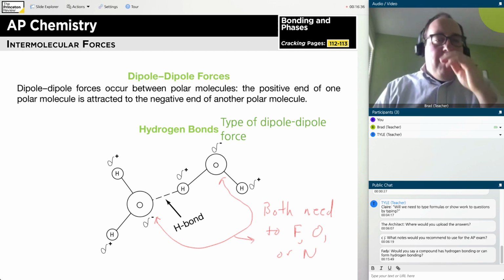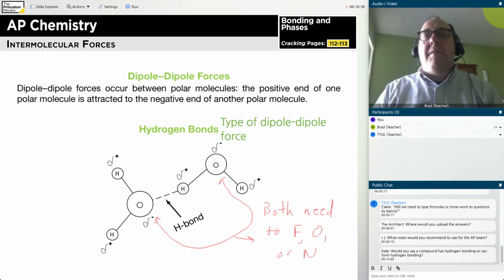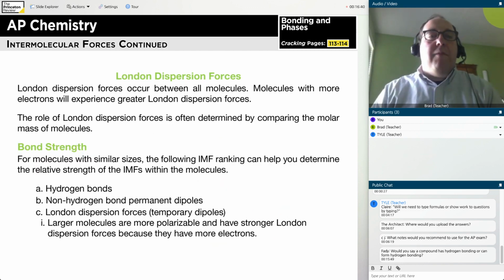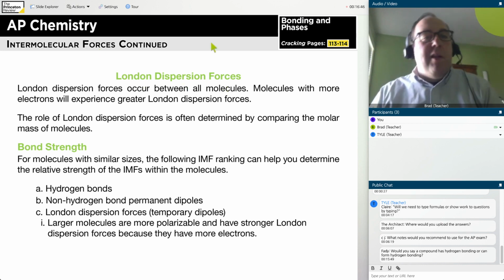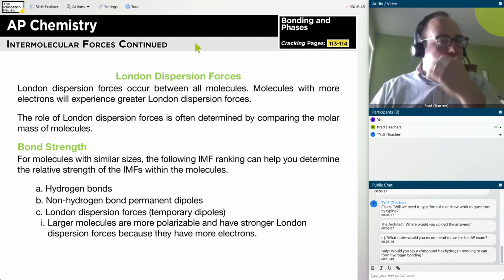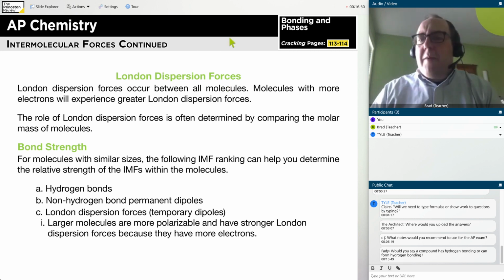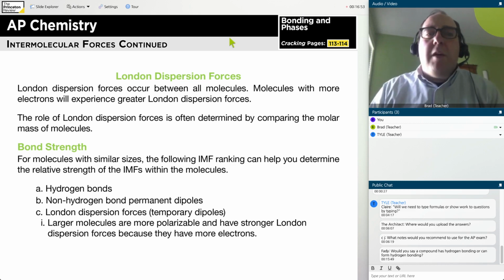So we get dipole-dipole, and then this subset of hydrogen bonds here. The other type of intermolecular force we're going to be talking about is going to be London dispersion forces. Now, I'm not going to get into where these come from. It's a little bit strange, and you can take a look at a diagram in one of your books. But you just want to go into your AP exam really knowing the basics of this.